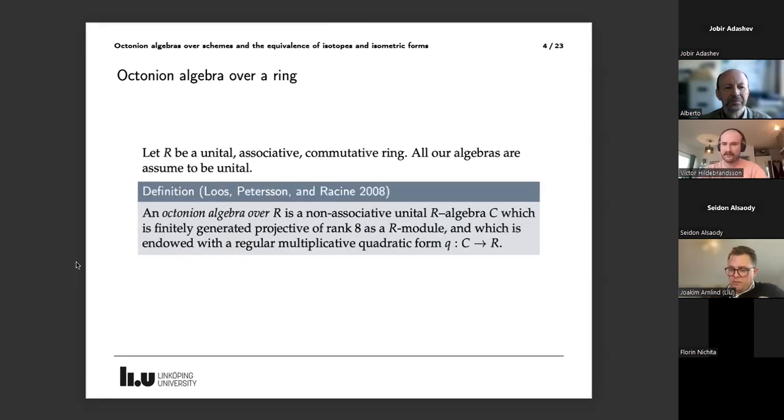So, Octonion algebras over a ring. We let R be a unital, associative, commutative ring. And throughout, we will assume that our algebras are unital. Then an Octonion algebra is a non-associative R-algebra C, which is finitely generated projective of rank 8 as a module, and which is endowed with a regular multiplicative form Q.